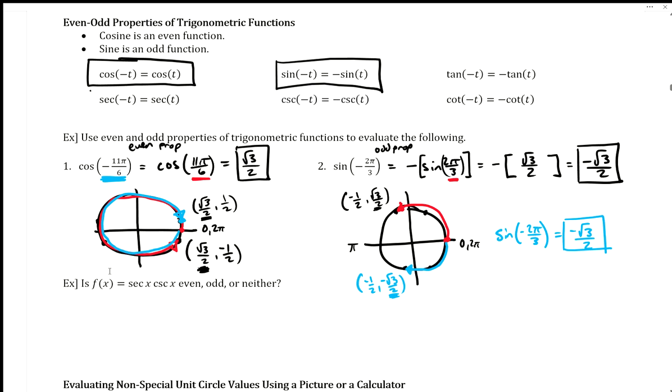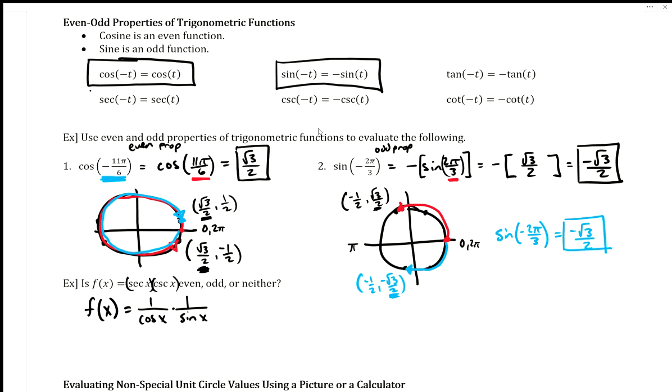One other problem here with even and odd. Sometimes they like to mess with these functions, and here they give secant and cosecant. So I only boxed those two with cosine and sine. They give us these functions, but remember that secant of x is the reciprocal of cosine, so 1 over cosine of x, and cosecant of x is the reciprocal of sine of x.